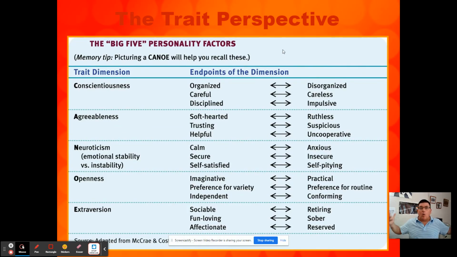The Big Five. I don't know why they love it. The Big Five personality trait factors. The trait dimensions, think of the acronym CANOE: conscientiousness, agreeableness, neuroticism, openness, and extroversion. CANOE. And the endpoints of these dimensions matriculate into the individual's personality. So again, the Big Five factors of personality, the AP loves this for some reason. So make sure you take note of it and understand the CANOE: conscientiousness, agreeableness, neuroticism, openness, and extroversion.